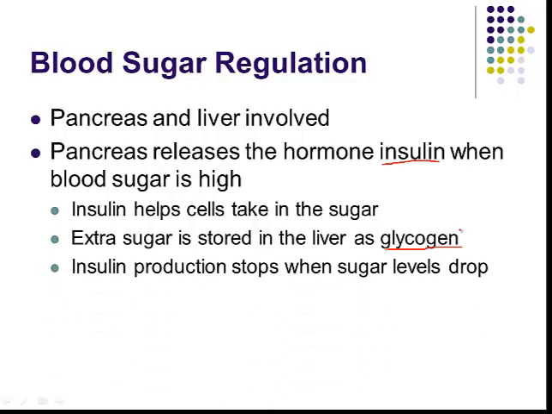Okay. Now, insulin production stops when your sugar levels drop back down. So you will stop making insulin once your sugar levels get back to where they're supposed to be. So you eat, your sugar goes up, you release insulin. When your sugar goes back down, you stop making the insulin. That's a normal system.